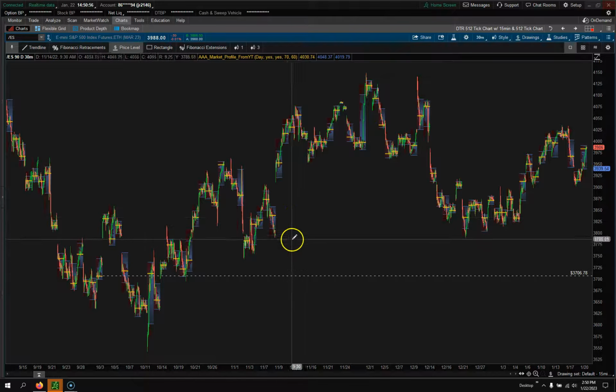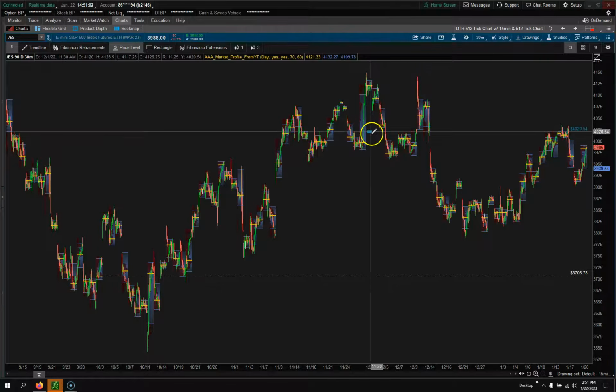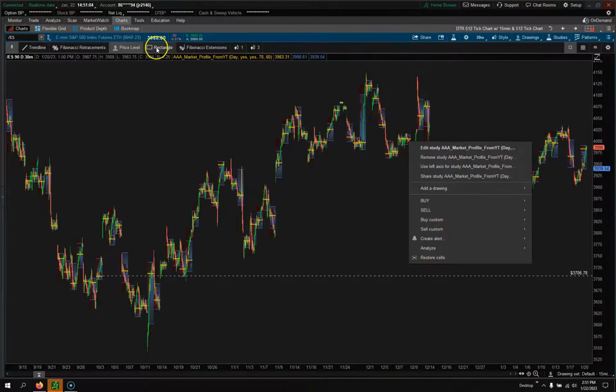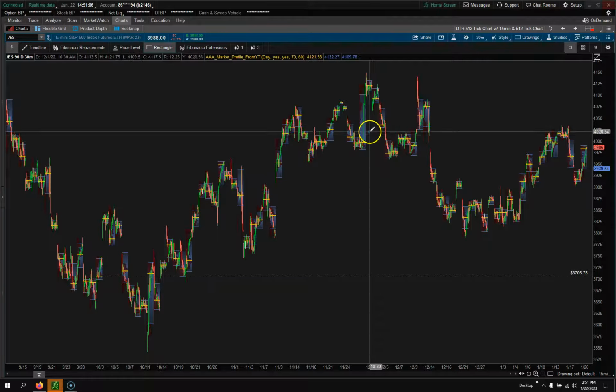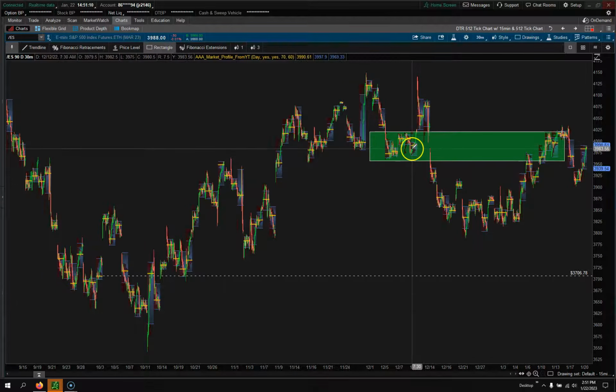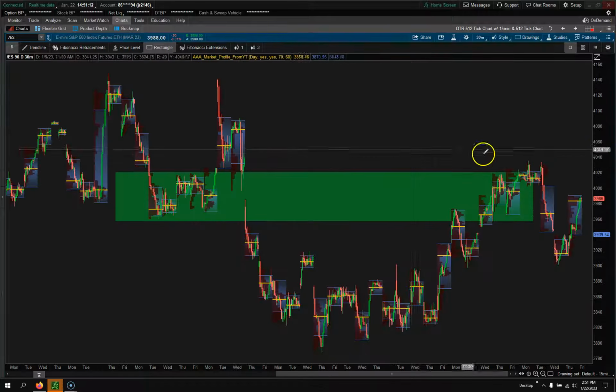So let's look for maybe another one. I would definitely say even this area right here, right? Nice little sideways action. And this is one where we really first start to talk about. But look at this, right?